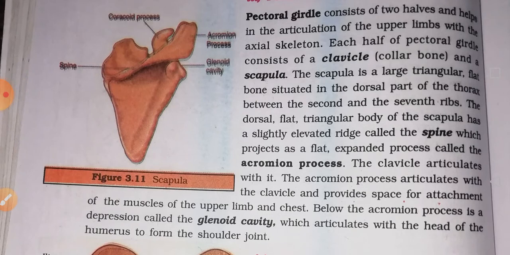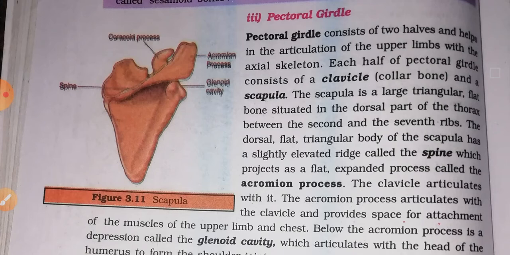Next is the dorsal flat triangular body of the scapula, which has a slightly elevated ridge called the spine, which projects a flat expanded process called the acromion process. I will show how we can locate the clavicle, how we can identify the scapula, and how we can identify the acromion process. Overall, there is actually no need of explanation. For second year students, especially BSc nursing, BSc MLT and physiotherapy degree students, they need more explanation compared with the vocational students. But as intermediate students, you have to be able to recognize the parts of the structure.